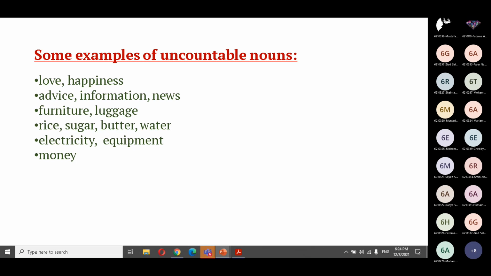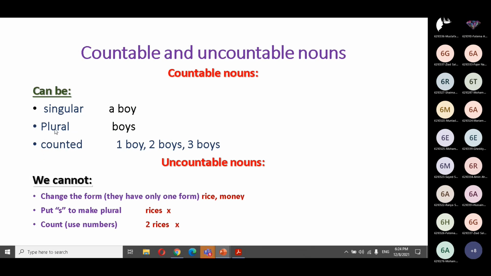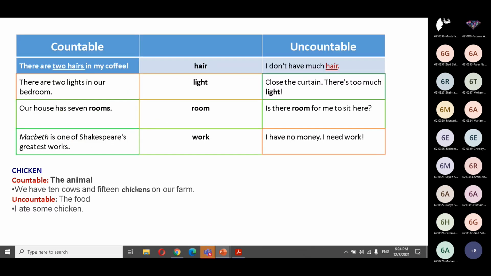Countable nouns can be singular and plural, like boy, boys, man, men, person, persons, mobile phone, mobile phones, house, houses, and so on. Uncountable nouns are usually singular and they don't have a plural. But some words can be countable and uncountable, but the meaning will change. For example, the word hair.